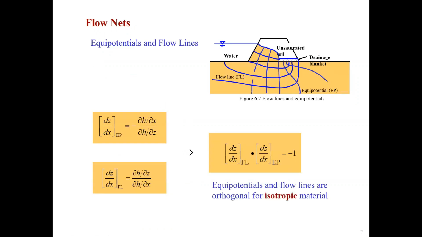By now, we have two expressions: one for the slope of the equipotential line, and one for the slope of the flow line. If we multiply those two expressions, we get a value of -1. So what does it mean? It indicates that for isotropic material, the equipotential lines and flow lines are orthogonal, which means they form a right angle at any intersection point. This is a flow line, this is an equipotential line, and they form a right angle anywhere.